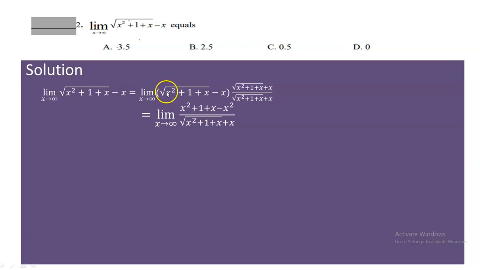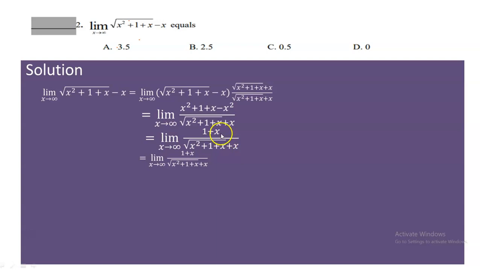When you remove this radical expression, you have x squared plus 1, and minus x times x, which makes x squared, the B squared. Then here you have 1 as a denominator, so 1 times this is the expression itself. Now you can simplify x squared by x squared, and then 1 over the square root of x squared plus 1 plus x follows.